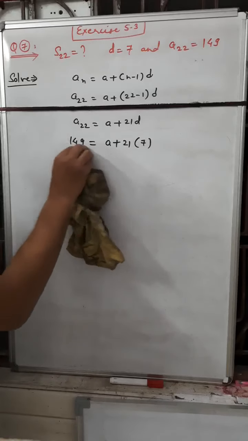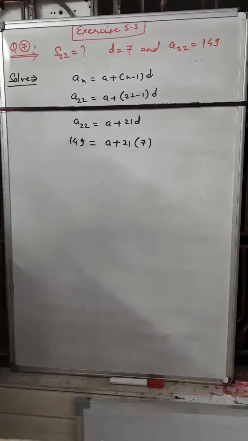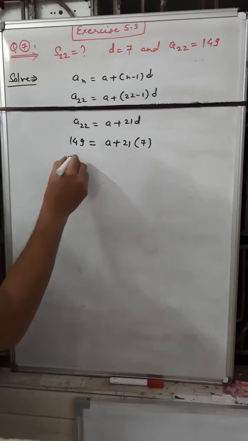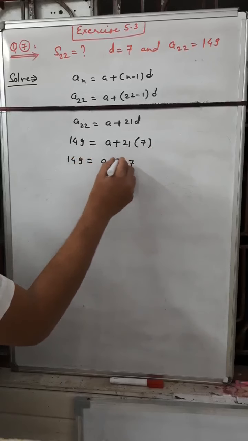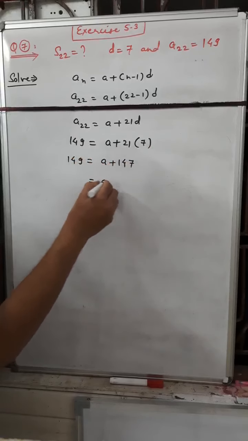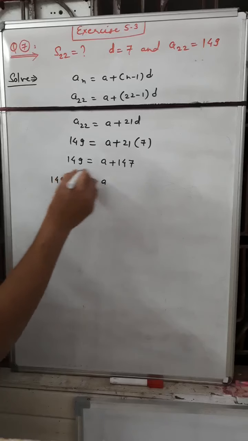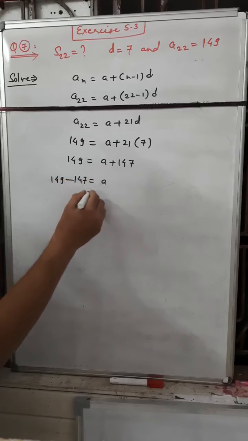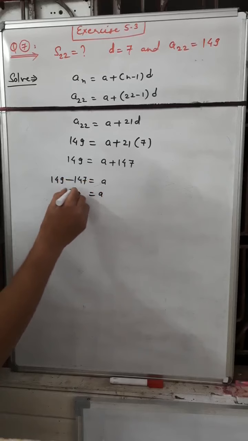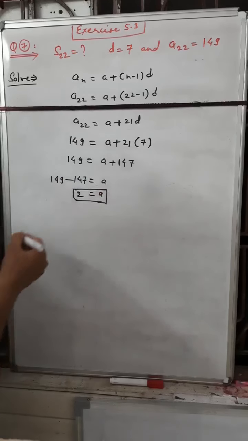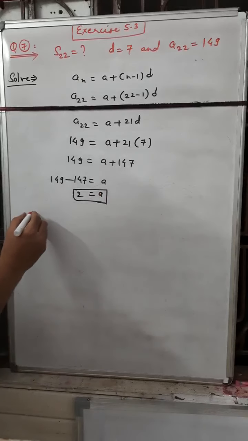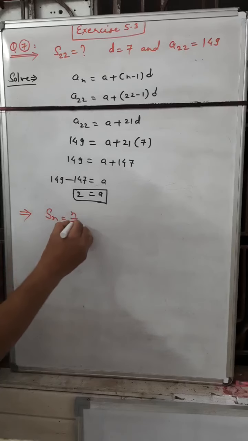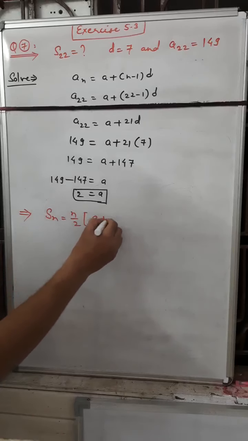We transfer the constant to the left hand side. So 149 is equal to a plus 7 times 21: 7 ones are 7, 7 twos are 14, that is 147. So transfer 147 to the left hand side, and we get a is equal to 2. So we got the value of a here. Now, as we know, one more formula for finding the sum of n terms is Sn equal to n by 2 into (a plus an).